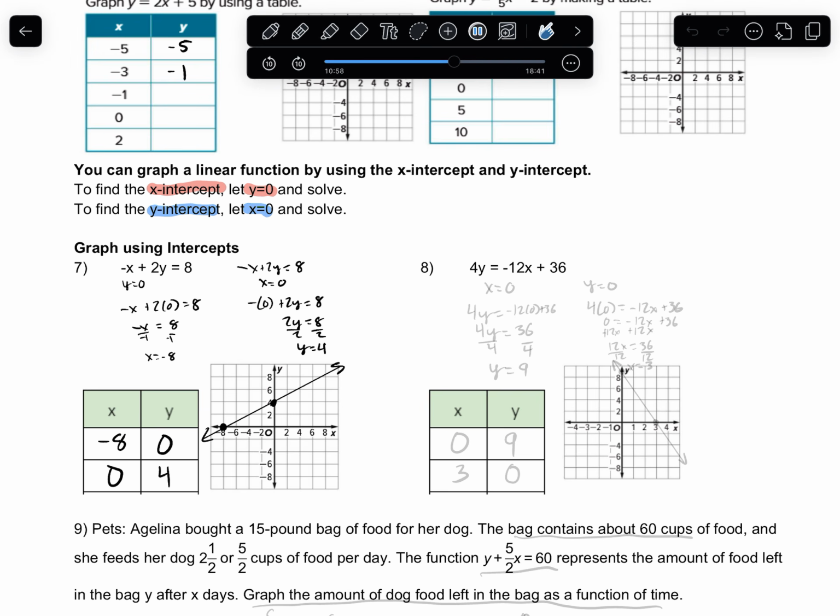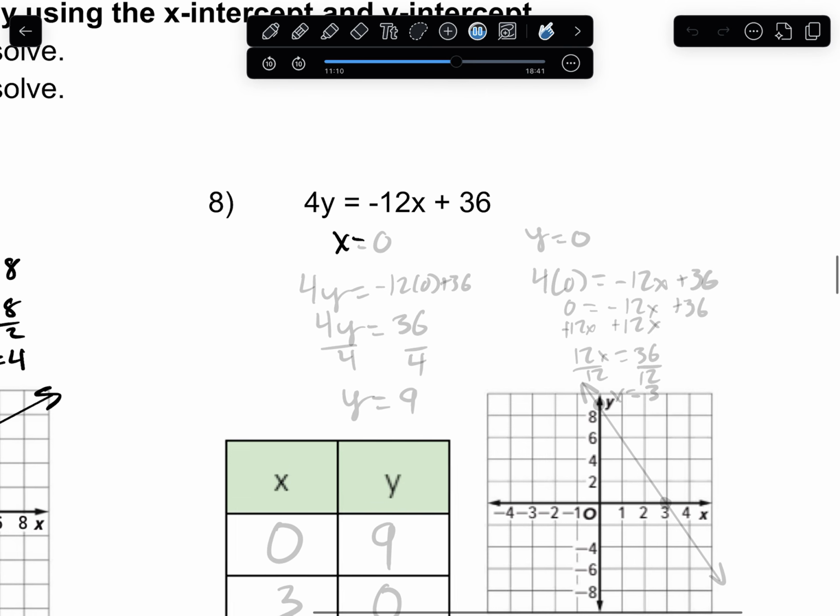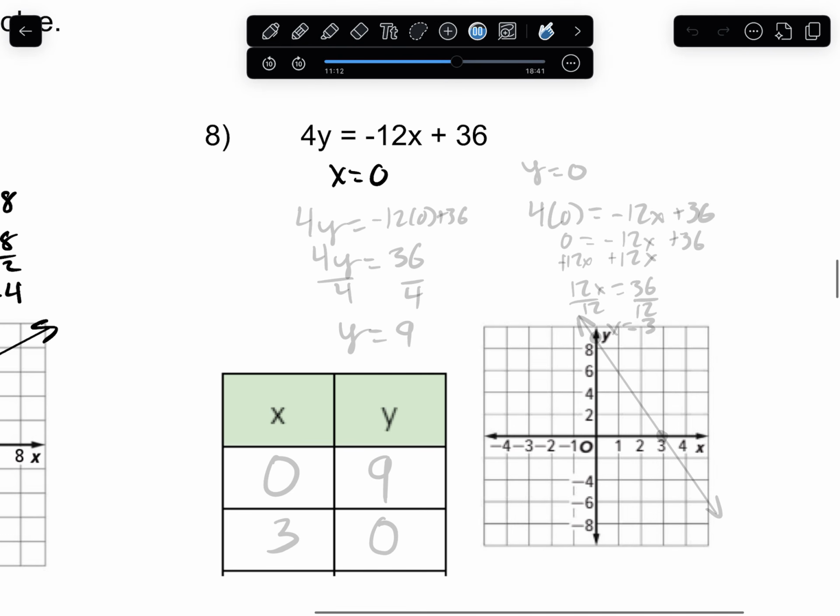So you could rearrange it where you get y by itself. If you really wanted to, you can divide all of this by 4. I don't really think it's necessary. We just want to know when x equals 0 and when y equals 0.